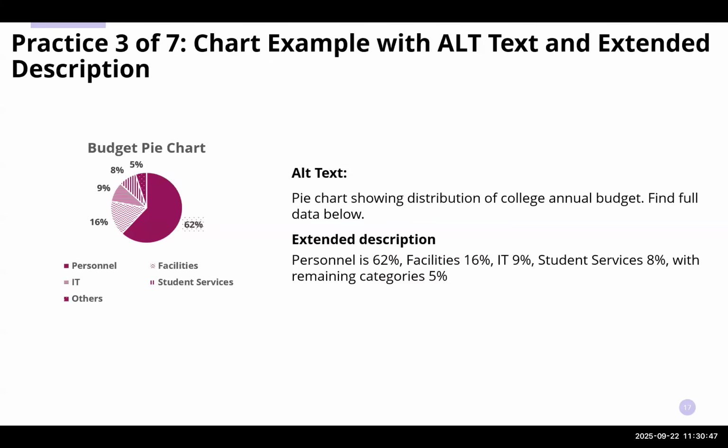So here we have the alt text for this chart. Pie chart showing distribution of college annual budget. Find full data below. This is very crisp, clear, and a simple alt text that tells us what the image is about with no detailed description. It only highlights the important factors without getting lost in too many details. Because again, this is a chart with financial details, a lot of data, we also provide an extended description for more context to understand better. You can see the extended description in the slide.